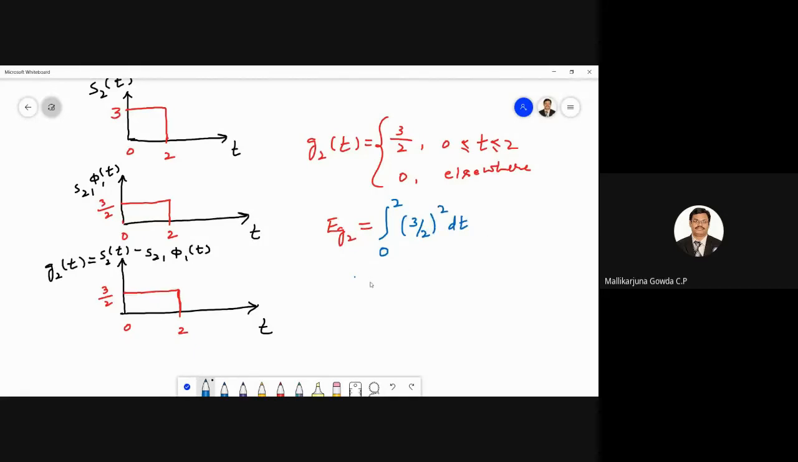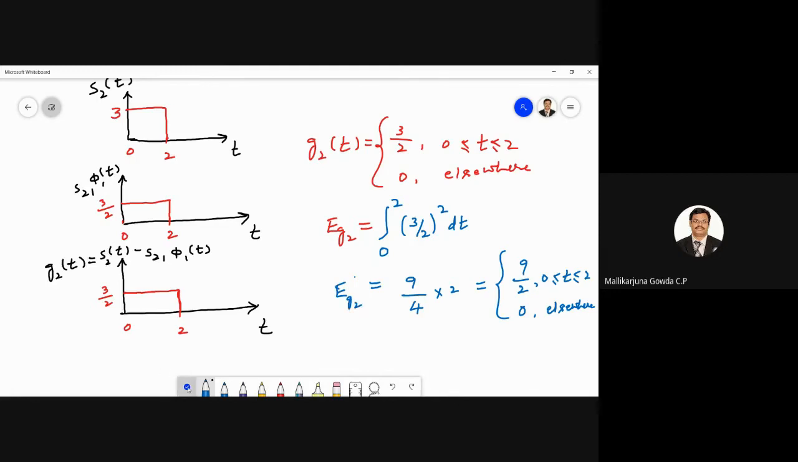So which is equal to what I can write? 3 by 2 whole square, that is 9 by 4, right? 9 by 4 into 2 minus 0, it is 2, right? So which is nothing but 9 by 2. Over what interval? 0 to 2. So when t is less than or equal to 2 and greater than or equal to 0, its value is 9 by 2 and it will be 0 elsewhere. So this is the energy of the signal G2 of t.